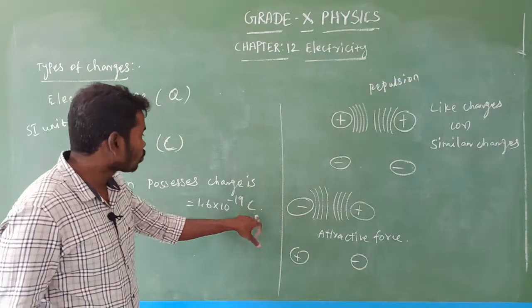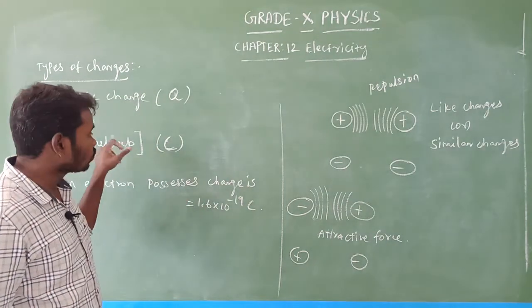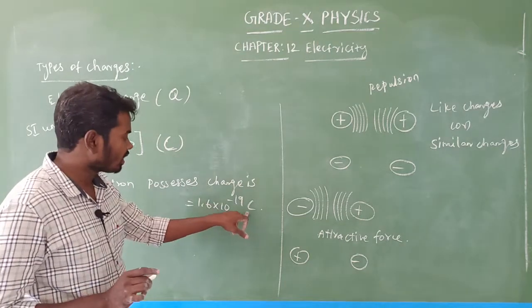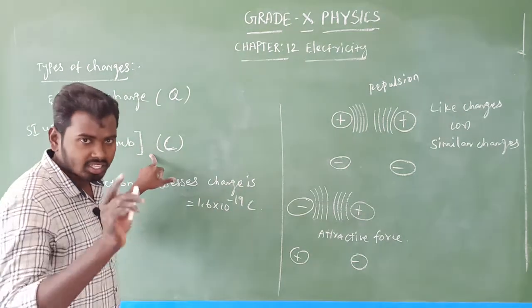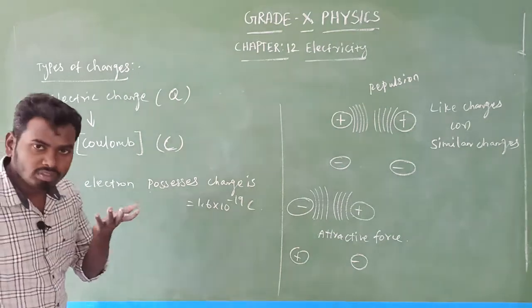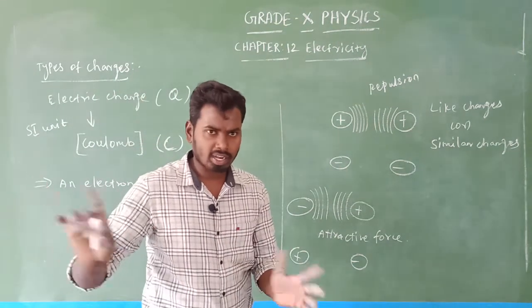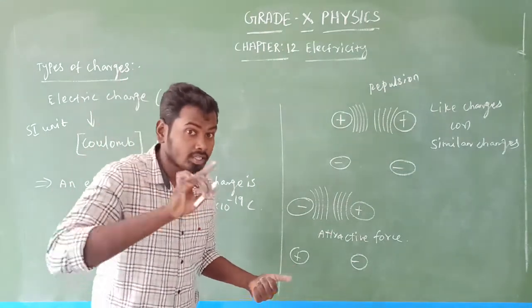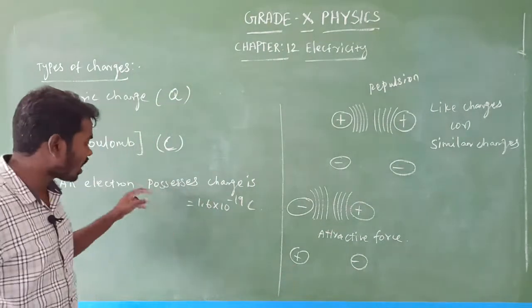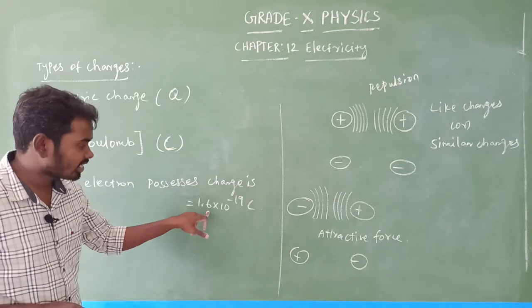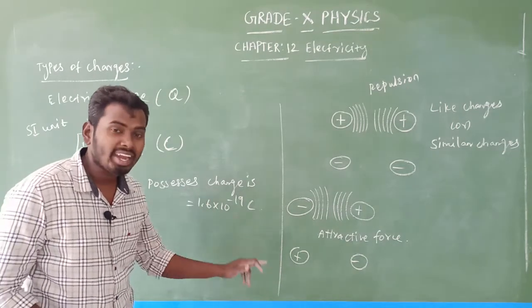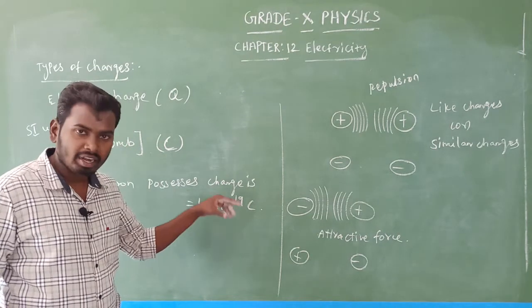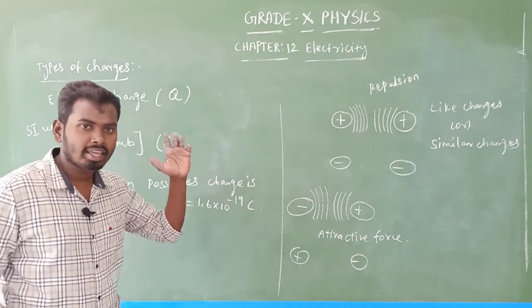So already we know what is coulomb. Coulomb is the SI unit of the electric charge. So electron is also one of the charges. That is a negatively charged particle. Even a single electron's charge is 1.6 into 10 to the power minus 19 coulomb. That is a predefined value. Already they found that.